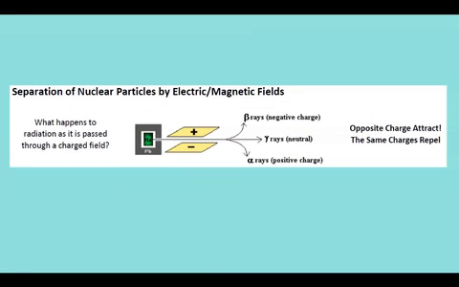So we'll talk about that because that's what makes it the most dangerous, or highly penetrating, radiation. One thing you have to be aware of that you can see in questions is it will ask about what happens to these types of radiation when they pass through a charged field. And the biggest thing is that you have to know that opposite charges attract and like charges repel.